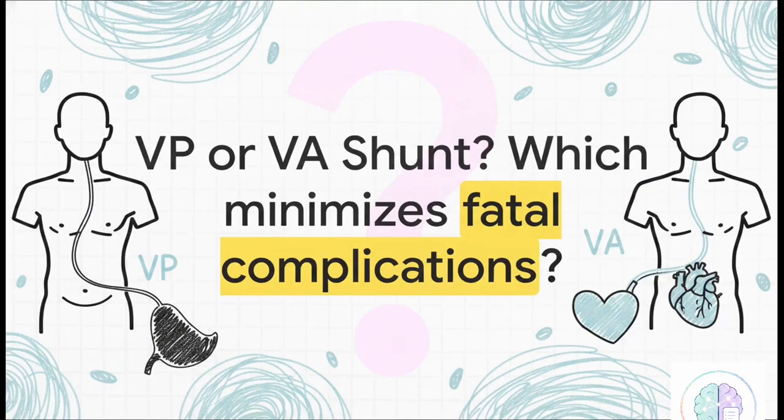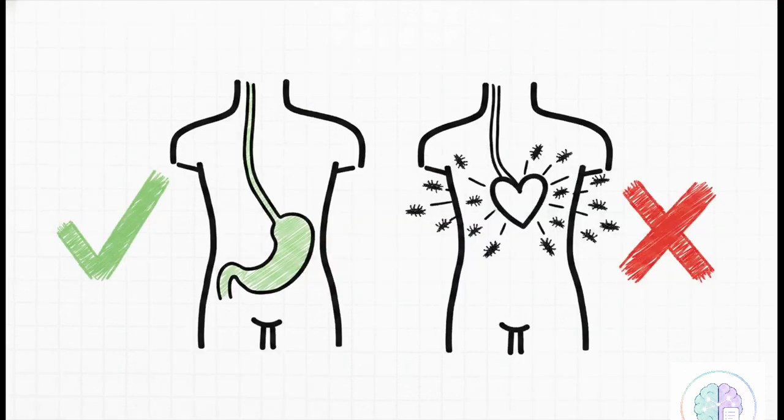So, when it is time to place a definitive shunt, we have to ask a huge question. Do we route that cerebrospinal fluid down to the peritoneum, a VP shunt, or over to the atrium of the heart, a VA shunt? Well, with tuberculosis, the answer is crystal clear. VP shunting is definitely the preferred route early in the disease.